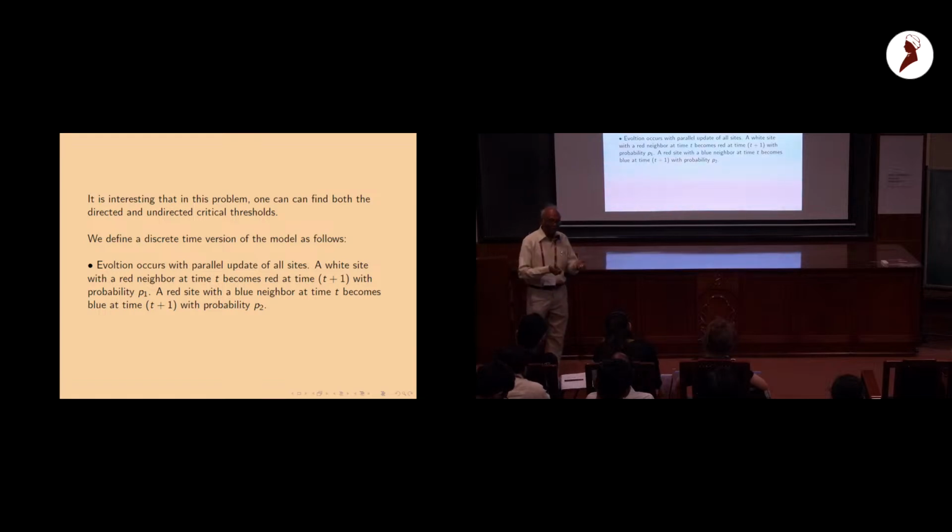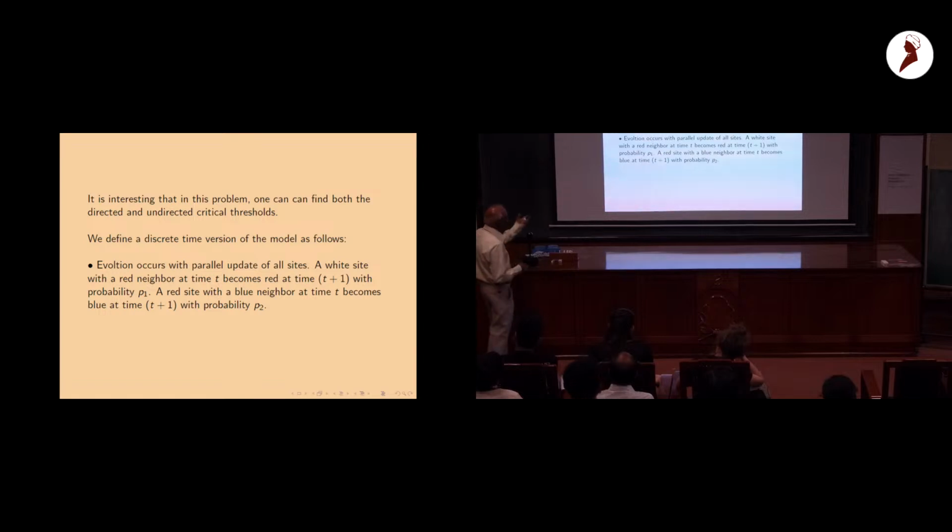So now we will make a discrete time model in which all sites are updated in parallel. And the rule is this: a white site with a red neighbor at time t becomes red at time t plus 1 with the probability p1. Okay? And a red site with a blue neighbor at time t becomes blue at time t plus 1 with the probability p2. And we will change these parameters p1, p2. These are like lambda 1, lambda 2, but now I am working in discrete time. Okay? And it introduces some extra features which are not present in the continuum time formulation.